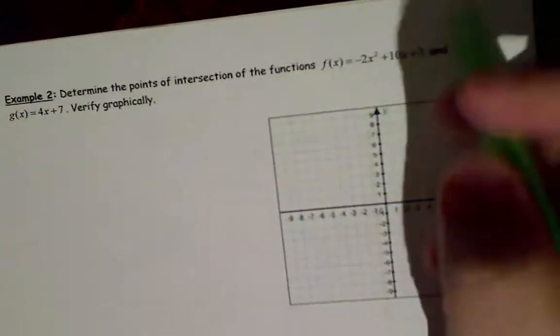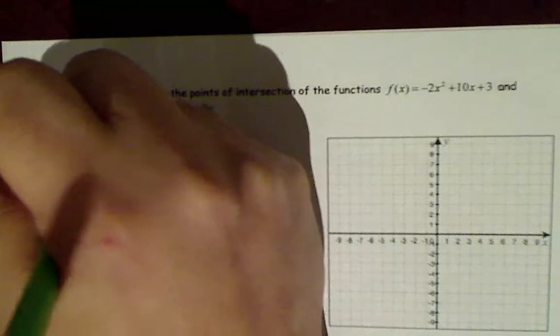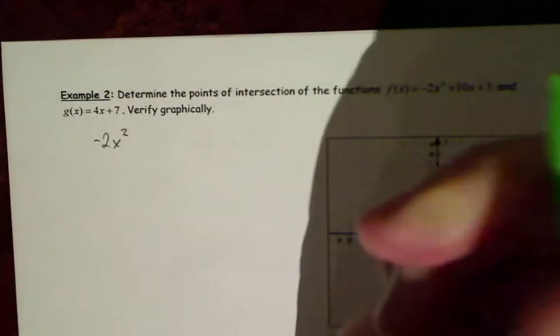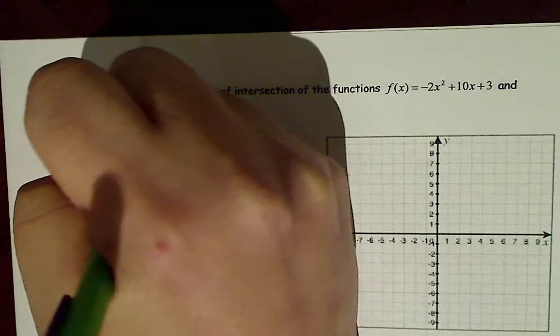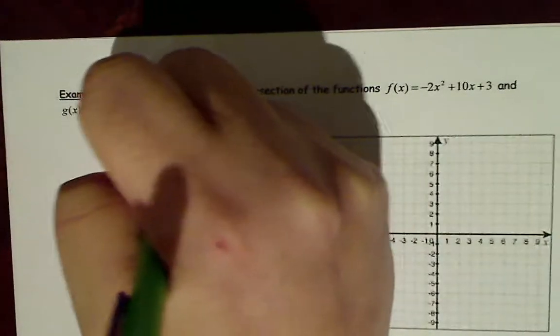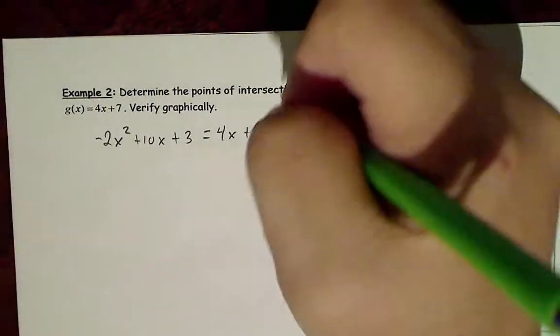Okay. So I'm going to set the equations equal to each other first. So I got -2x squared, and just so that you know, I like to put the quadratic on the left-hand side because I'm just used to doing it that way. You don't have to, but it makes things a little easier. Okay, so that's step one.